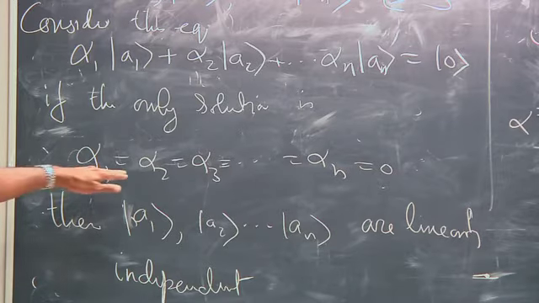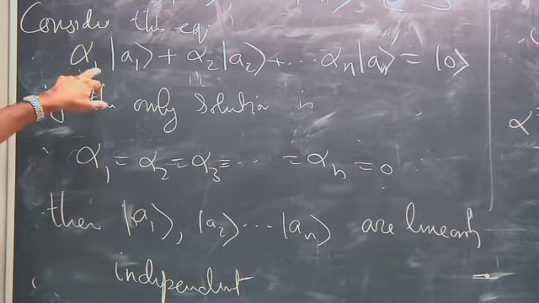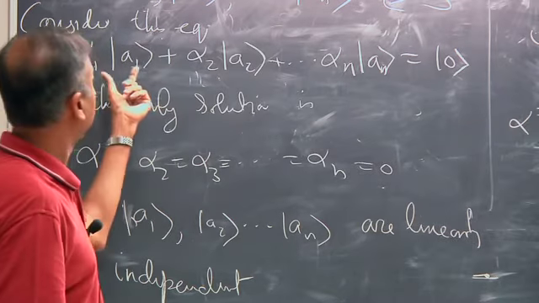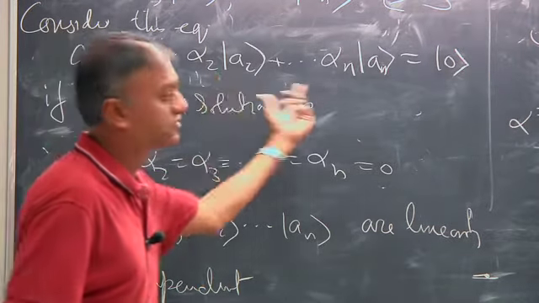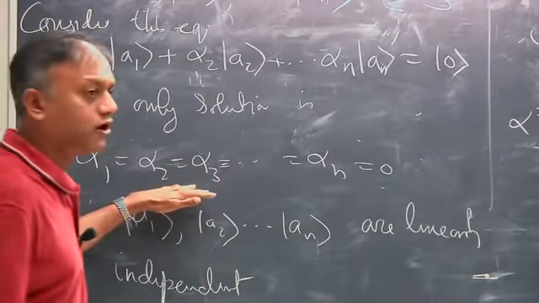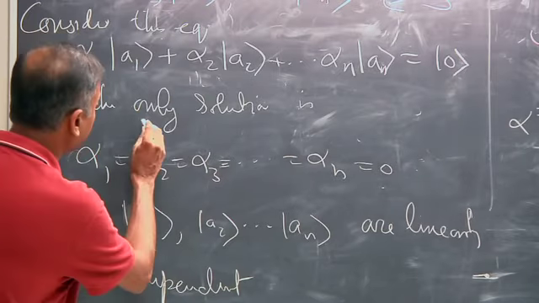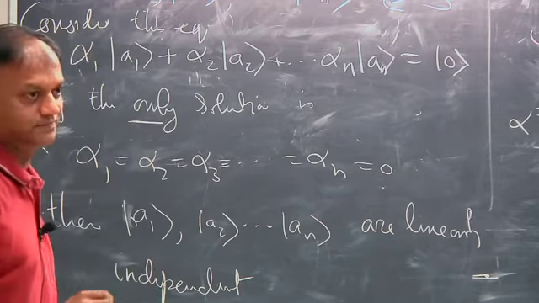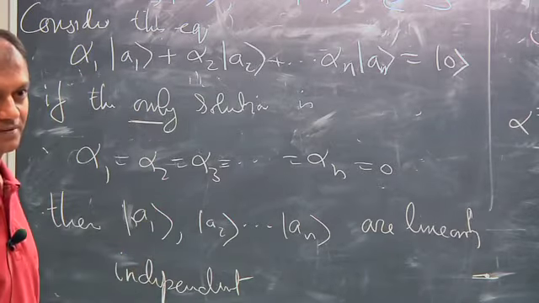I mean, this solution will always exist, right? Because after all, if I multiply all of them by 0, each of them is the null vector. The sum of null vectors is again the null vector. So this will always be a solution. But the important point is this: if this is the only solution, there is no other solution, then they are linearly independent. Okay.